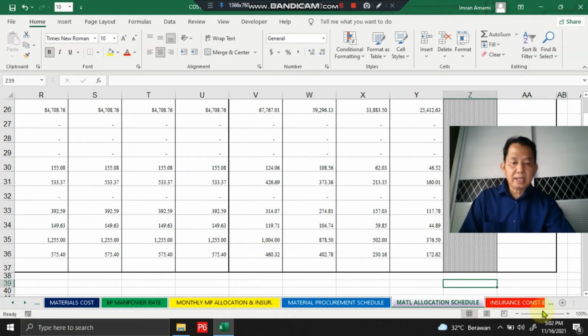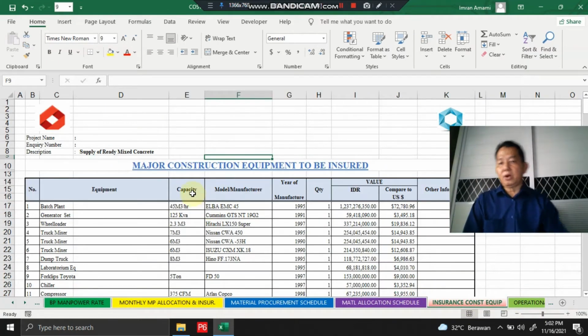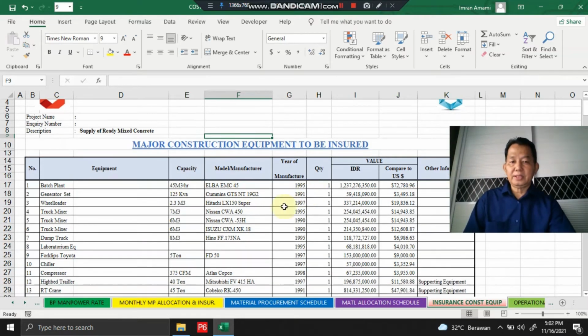Okay, and then insurance costs, as I mentioned before, the major construction equipment should be owned by the company. So in this program, we also calculate the insurance costs for the major construction equipment. Okay, here it is.